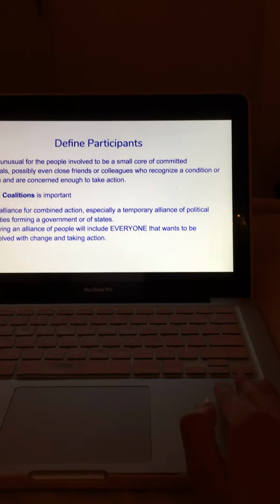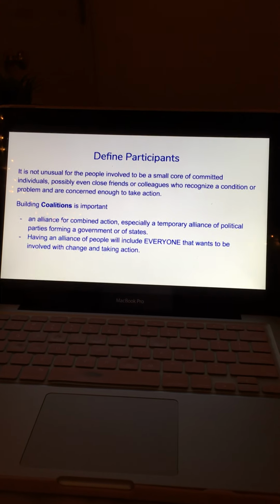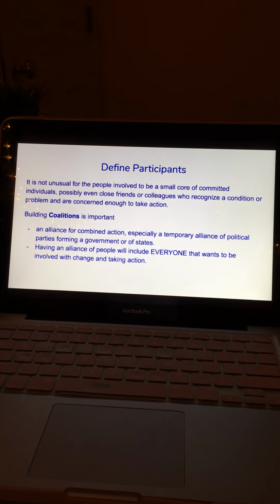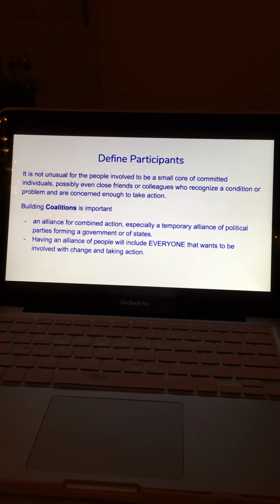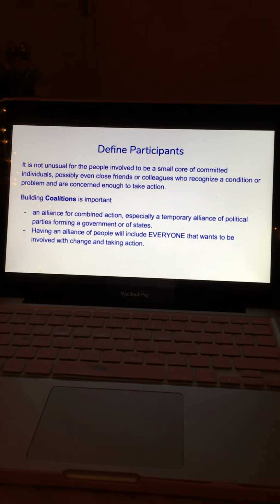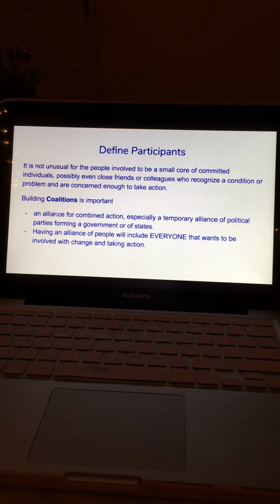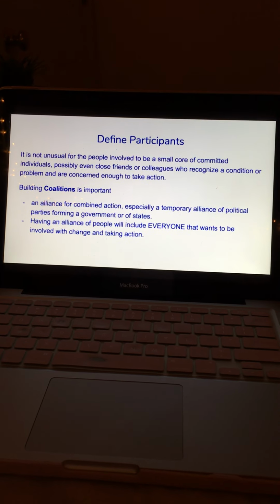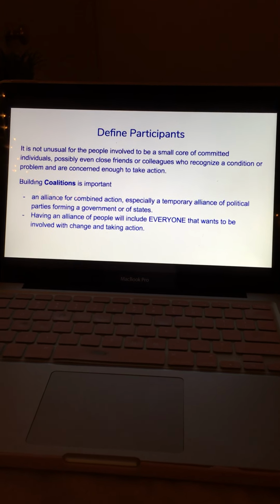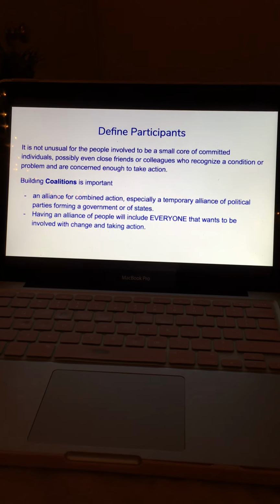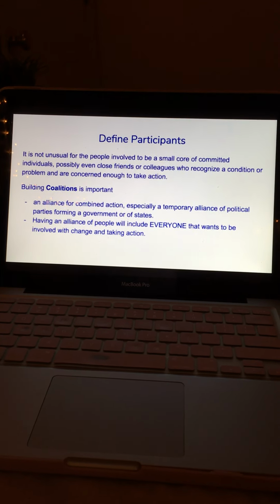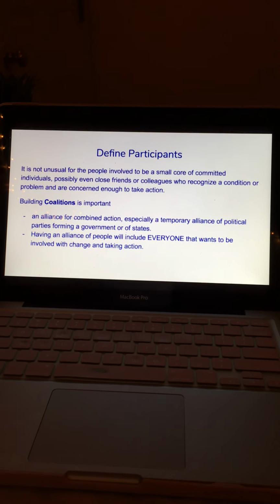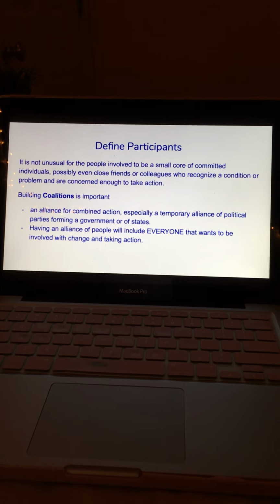So that's that. The next part was about defining participants, like who would it affect. It is not unusual for the people involved to be a small core of committed individuals, possibly even close friends or colleagues who recognize a condition or problem and are concerned enough to take action. Anybody can really take action here. Building coalitions is important. That's an alliance for combined action, especially a temporary alliance of political parties forming a government or of states. Having an alliance of people will include everyone, like I mentioned, that wants to be involved with change and taking action. Anybody can be involved when it comes to taking action and changing what needs to be changed.